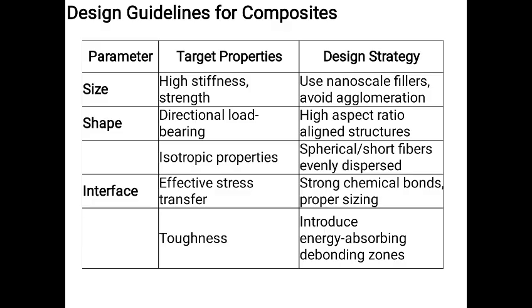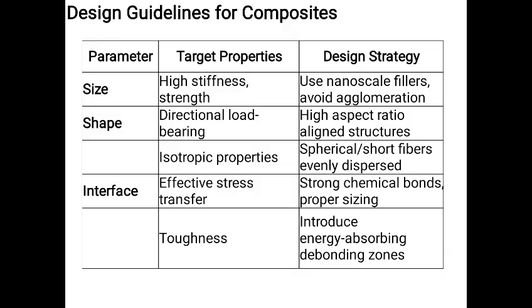Design guidelines for composites. So the design guidelines include the parameters size, shape as well as interface. So with respect to size, the target properties of the composites are high stiffness and strength, and the design strategy includes the use of nanoscale fillers avoiding agglomeration. For the parameter shape, the target properties are directional load bearing, and it has high aspect ratio aligned structures. And for isotropic properties, here the spherical or short fibers are dispersed evenly.